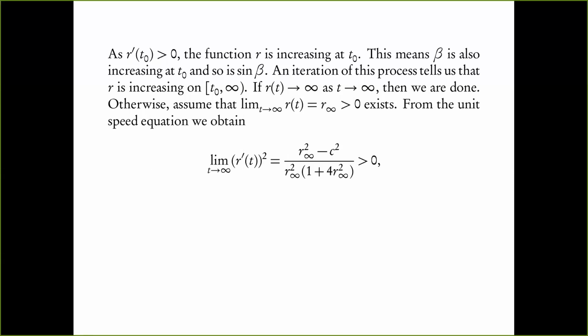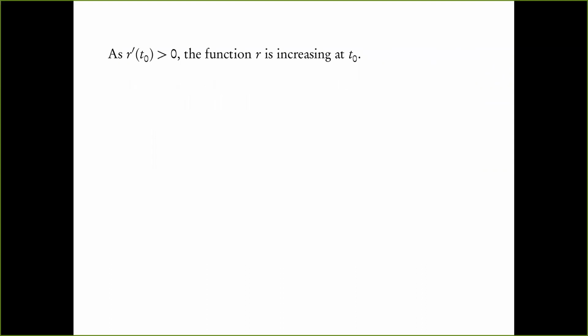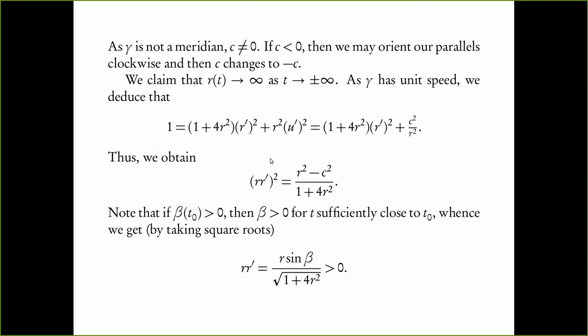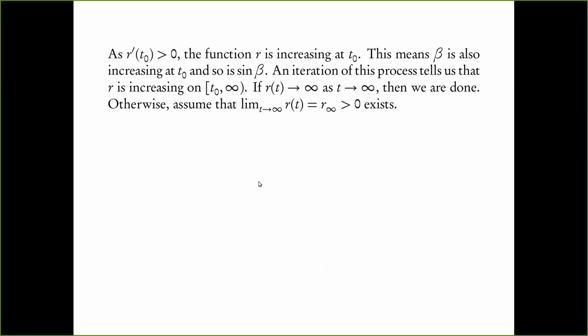Well, again, you look at the unit speed equation. What does the unit speed equation tell you? The unit speed equation tells you that r prime square, remember this is the equation that we obtained, right? This is the equation, correct? So if r of t as t goes to infinity had a limit, you could simply plug in the limit here, correct? Because this right hand side would have a limit, this would have a limit. So let's see what we get. That's all I'm doing. So let's plug it in there.